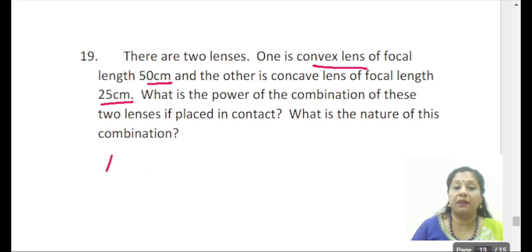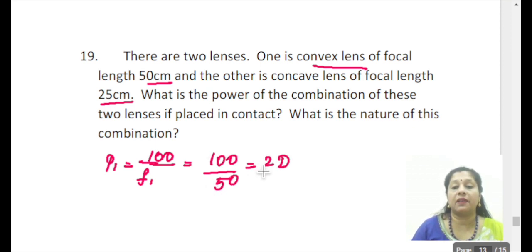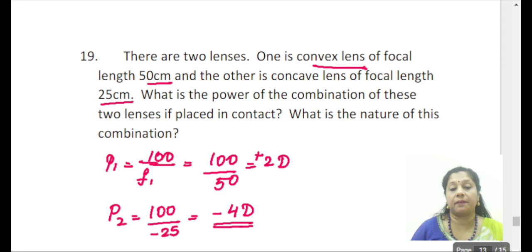So first step, P1 can be found out as 1 by F1. Since it is in centimeter, 100 by F1 we can write. So 100 by 50, so 2 diopter is the first one. That is a convex lens. Then for the concave lens, focal length will be negative. So the second power would be 100 by minus 25, that is minus 4 diopter. Now for the combination, P1 plus P2 will be plus 2 diopter plus minus 4 diopter is equal to minus 2 diopter.